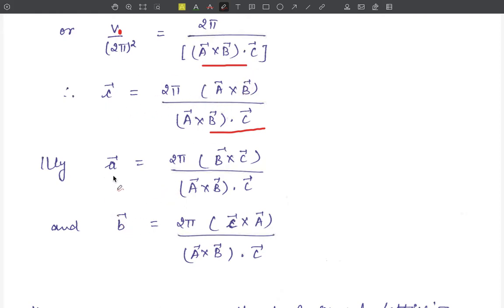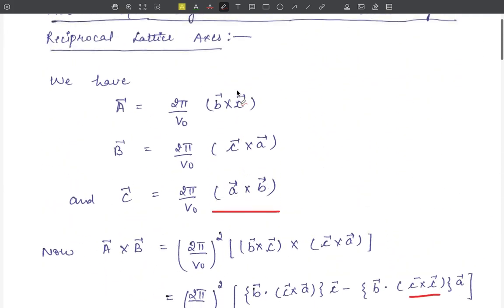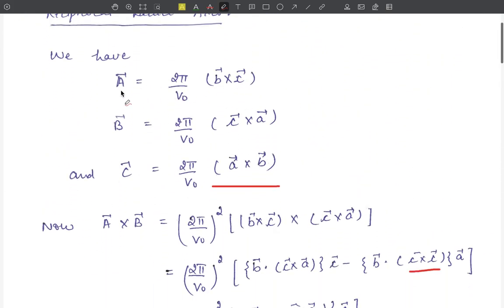In the value of small a vector, we have B cross C. In the value of small b vector, we have C cross A, and in the value of small c vector, we have A cross B. The same type of pattern is there in the values of capital A vector, B vector and C vector here. In the value of capital A vector, we have B cross C. In the value of capital B vector, we have C cross A. And in the value of capital C vector, we have A cross B.